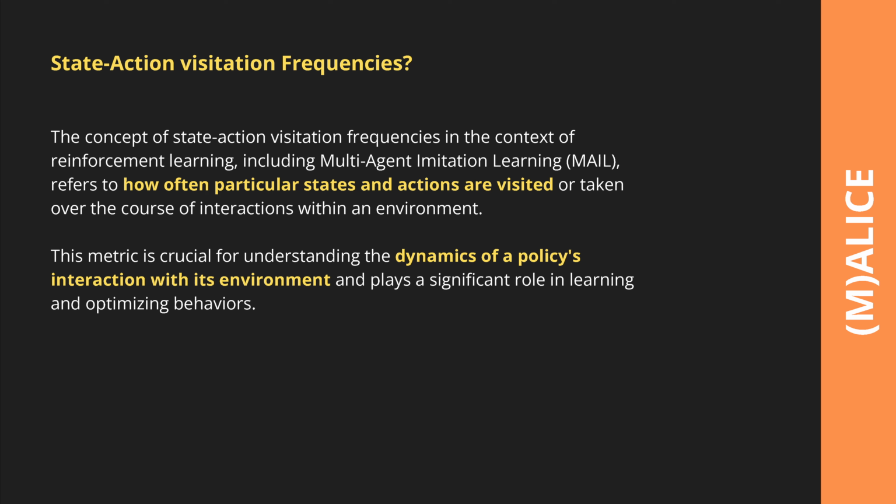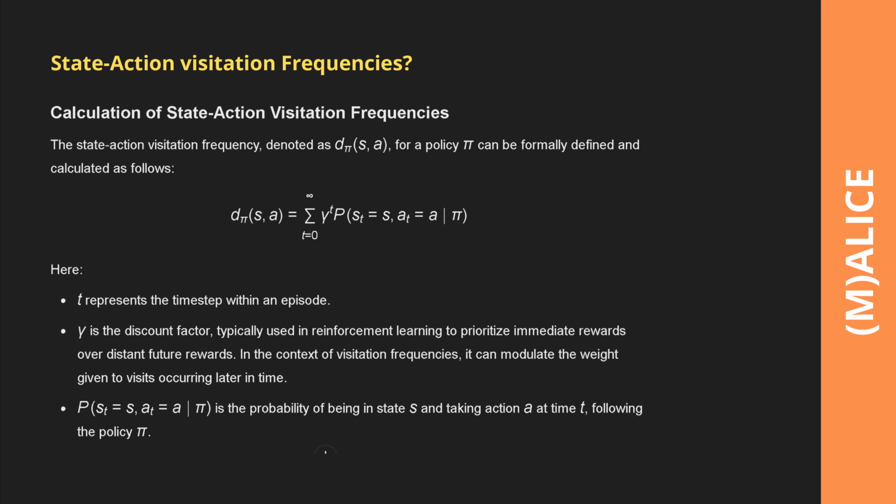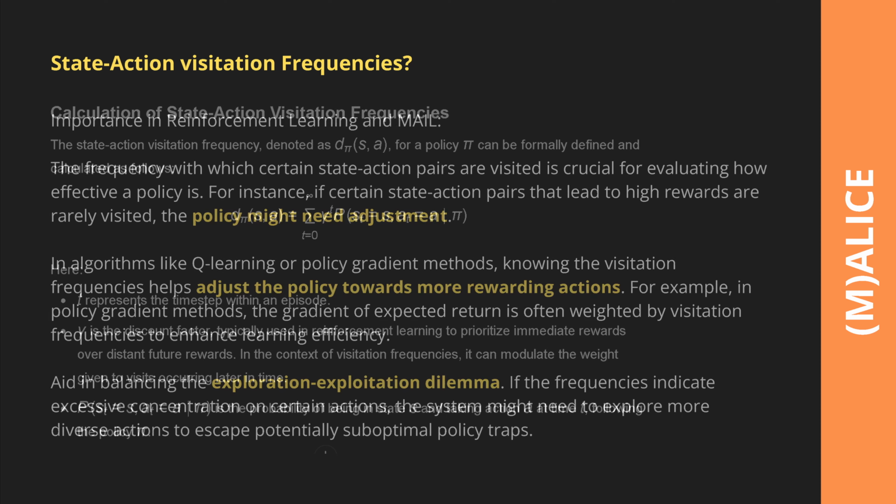So this metric is crucial for understanding the dynamics of a policy's interaction with the real-world environment and plays a significant role in learning and optimizing the behavior. Now, you can calculate the state-action visitation frequencies. You have the formula where, of course, t represents the time step within the episode, gamma is the discount factor, typically used in reinforcement learning to prioritize immediate rewards over distant future rewards, you know this. And then we have a probability P of being in state s and taking the action a at a time t following the policy pi.